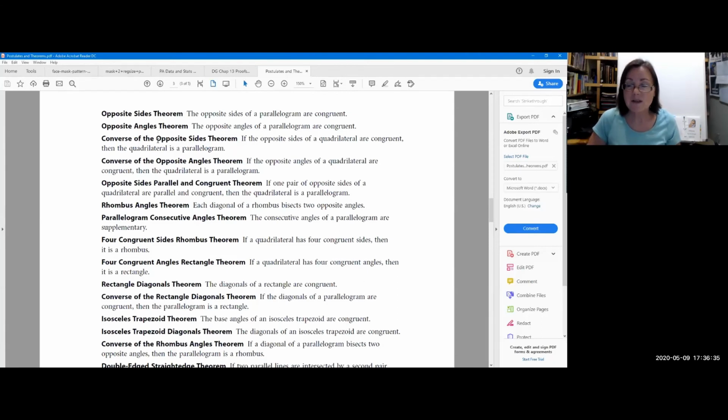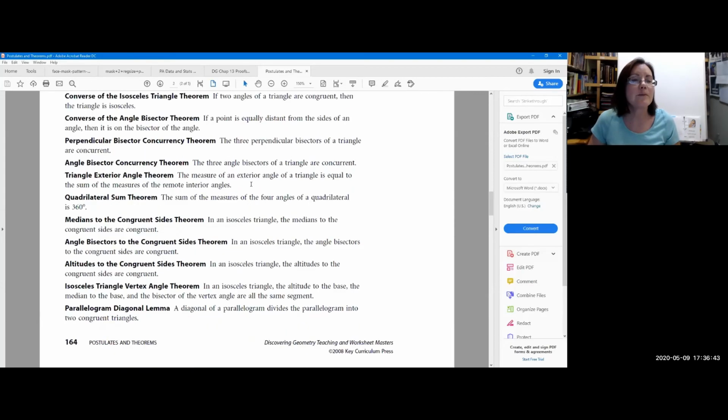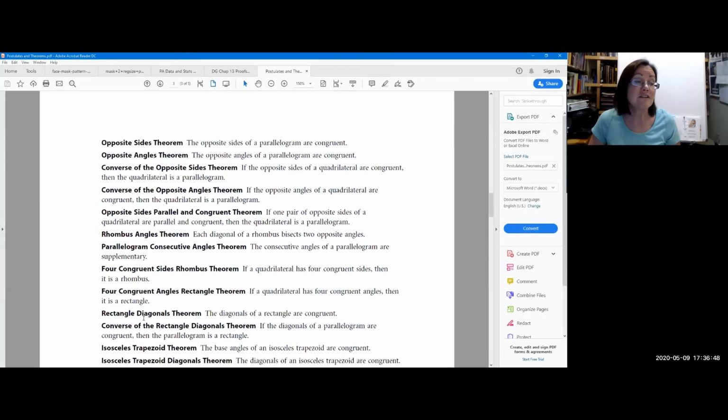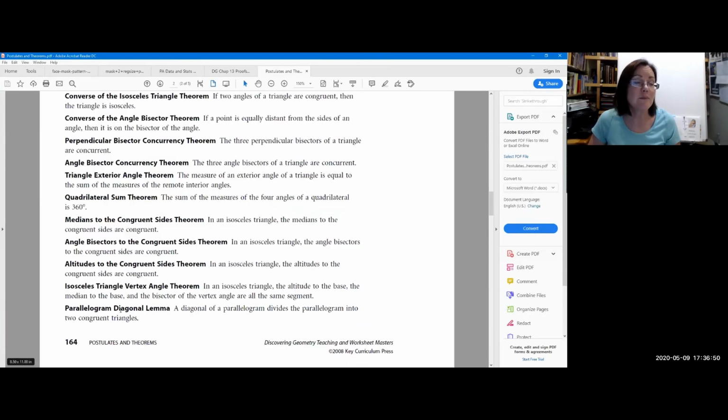So if you look at the problem on your page, I can't use a theorem that I'm trying to prove in order to prove it. So I'm going to have to go back a little bit, and actually, we haven't proven this one yet either. The parallelogram diagonal lemma: a diagonal of a parallelogram divides the parallelogram into two congruent triangles, which we've actually just now proven ourselves.